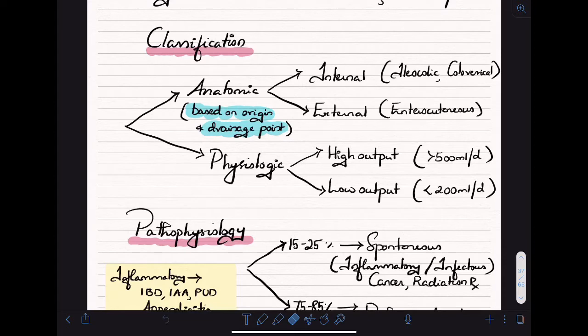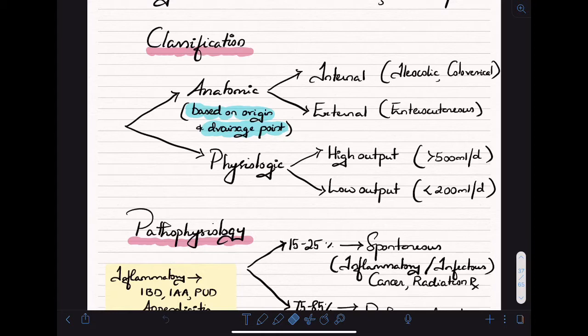Anatomic, based on the origin and drainage point, can be internal or external. Internal examples are ileocolic and colovesical. External, the example is enterocutaneous. Physiological, based on the output, can be high output or low output. High output is more than 500 ml per day and low output is less than 200 ml per day.